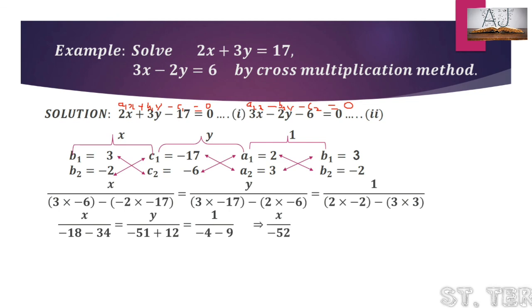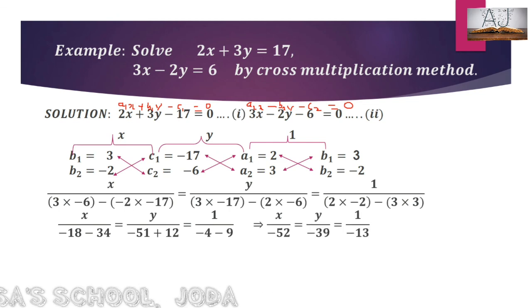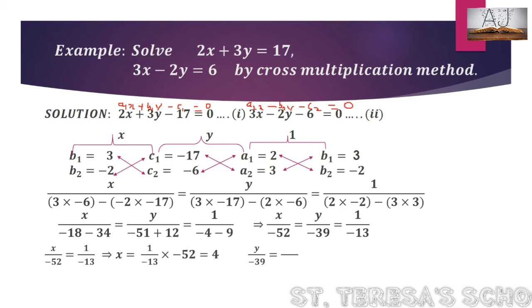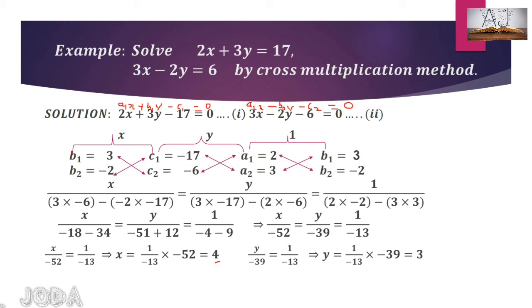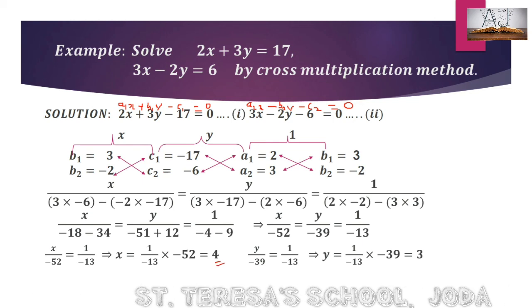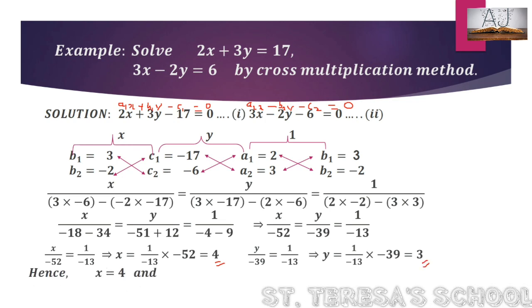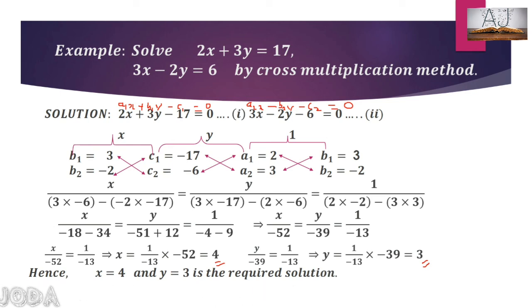So after simplifying we get x by minus 18 minus 34 equal to y by minus 51 plus 12, equal to 1 by minus 4 minus 9. So x by minus 52 equal to y by minus 39 equal to 1 by minus 13. Make the first one equal to the last one, that is x by minus 52 equal to 1 by minus 13. After that simplify and get the value of x as 4. Similarly y by minus 39 is equal to 1 by minus 13. Cross multiply and we get y equal to 3. So x is equal to 4, y equal to 3 is the solution for this equation.